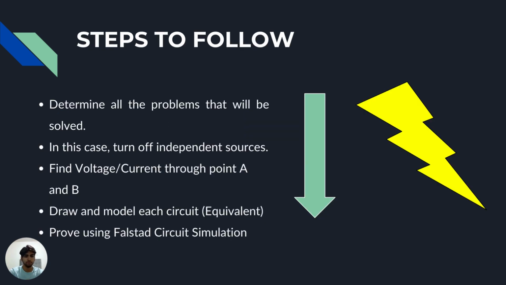So a quick steps to follow of our methodology: we need to determine all the problems that we will be solving, and in this case we need to start first turning off all the independent sources, find the voltage or current at point A and point B, and draw and model each circuit in equivalent form, and proving at the end using Falstad, a circuit simulation.